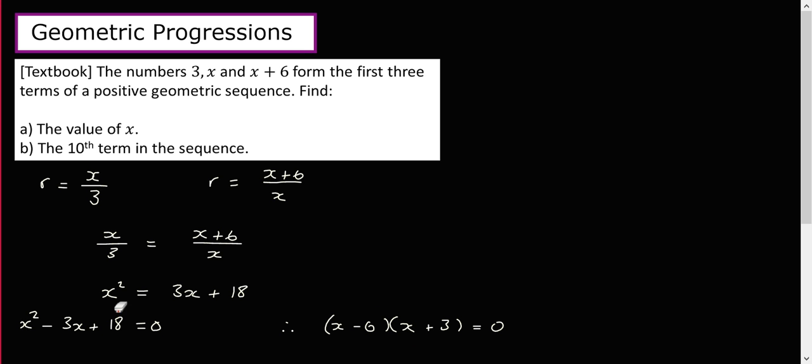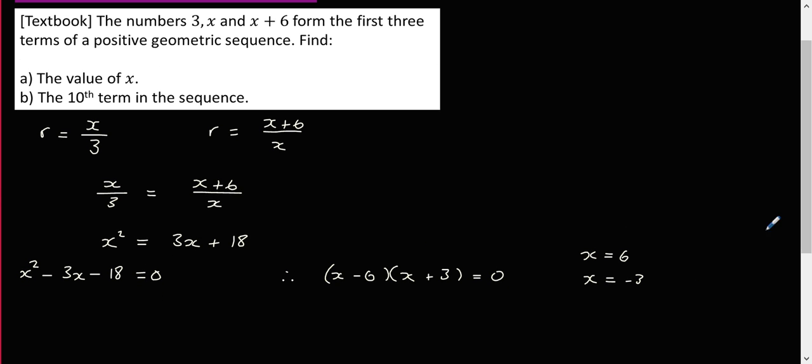I factorized it right for negative 18. Boom. There we go. So we got x squared minus 6x plus 3x minus 18, which is x minus 6 times x plus 3. So we've got x equals 6 or x equals negative 3.